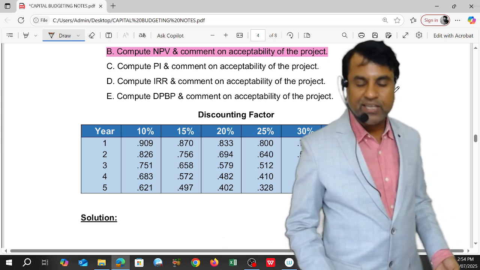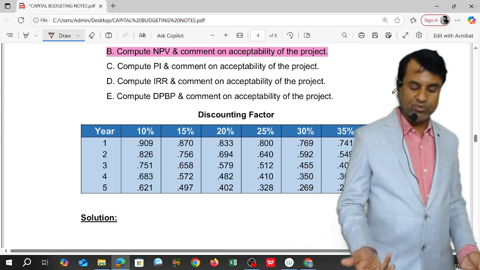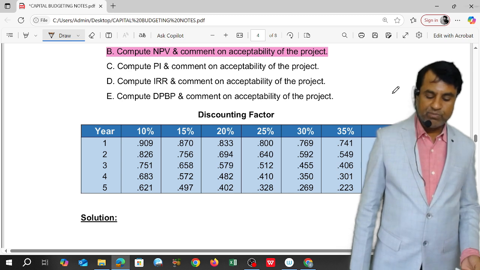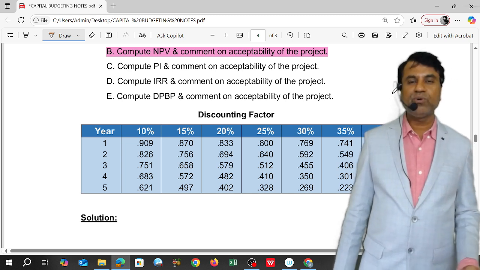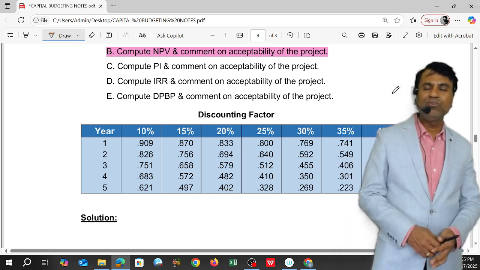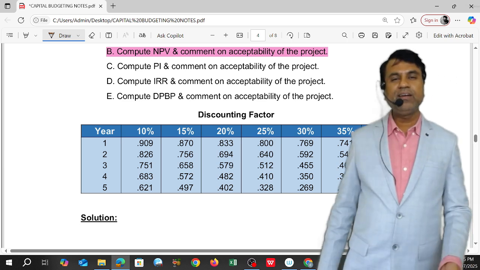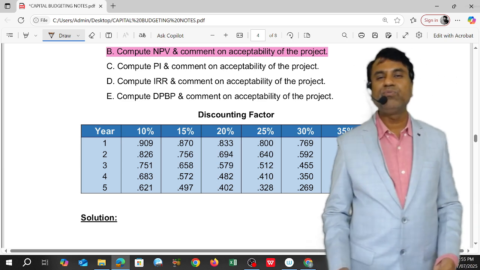Then you can try 20. So they are given various rates here, so we can try all of them: 10, 15, 20, 25, 30, 35, 40. You may say then the answer will vary. No, it will not vary much. So one may try 15 first, one may try 20 first.